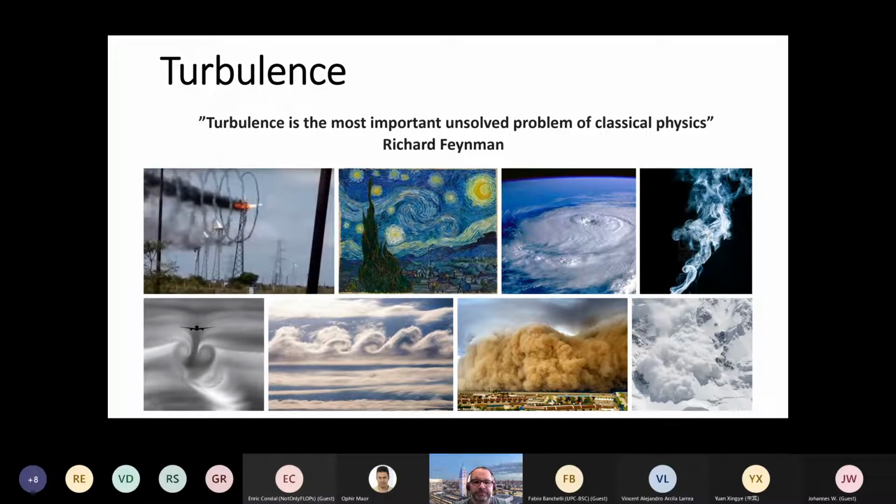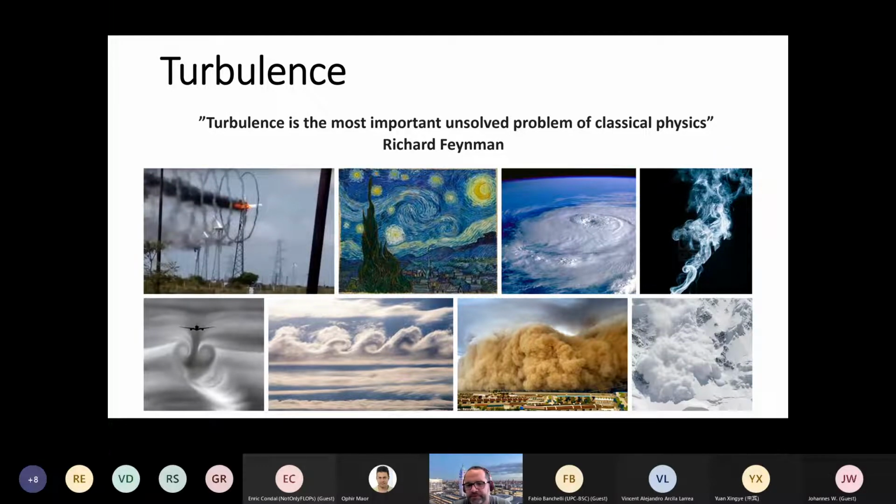So what is turbulence? Richard Feynman, very well-known physicist, said a long time ago, turbulence is the most important unsolved problem in classical physics, which was true 40, 50 years ago. It's still true these days. We are still struggling to understand turbulent flows. Here are some turbulent flows that you can see in nature. And basically, turbulence is everywhere around us.